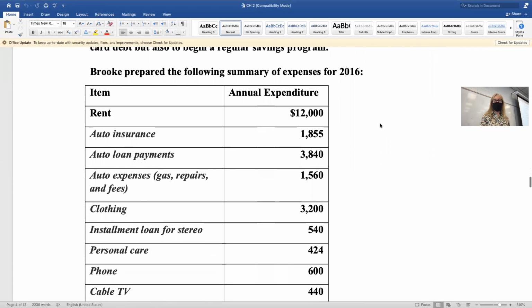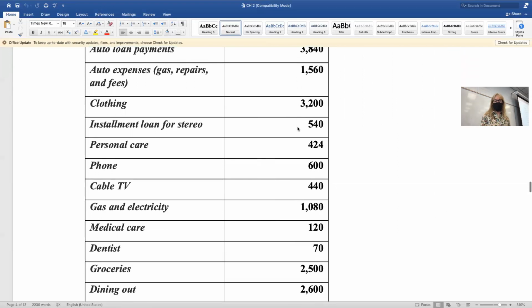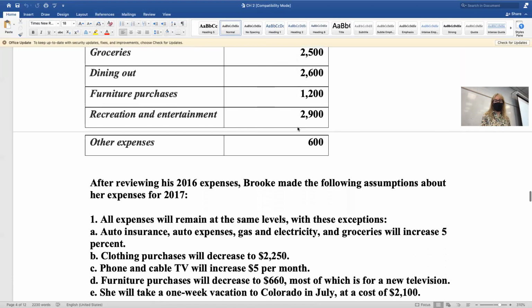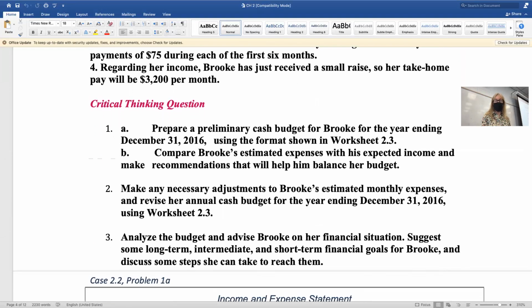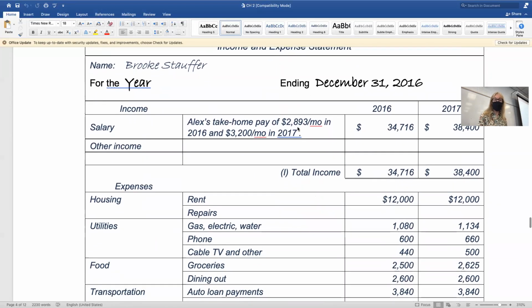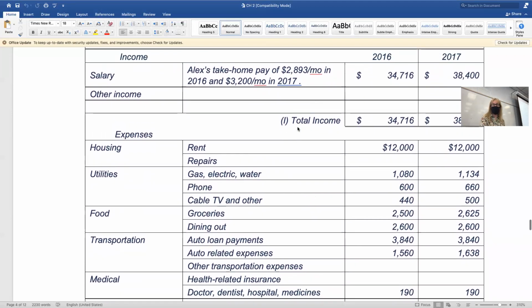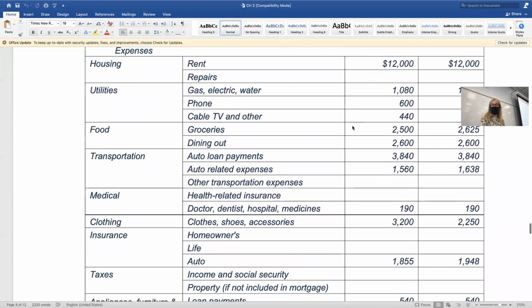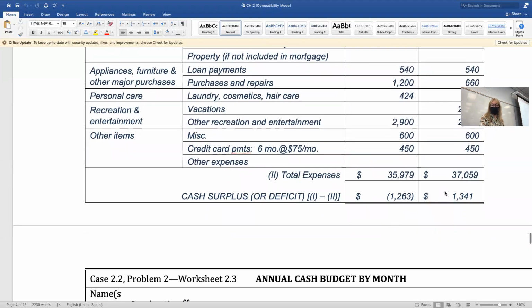Okay, so here's a summary of her expenses. All right, and then this is just additional information. So you had to prepare a cash budget. Again, I'm not looking for all the exact answers that we have here, but this is a sample of what your budget should have looked like. And so we see here that she has a deficit. The first year, she's got a deficit of $1,263. And then the next year she has a surplus of $1,344.